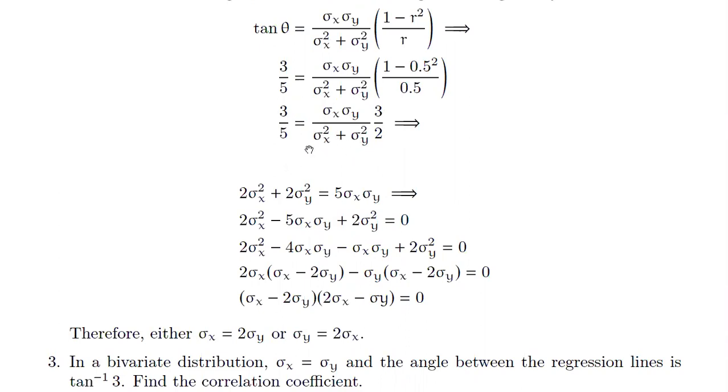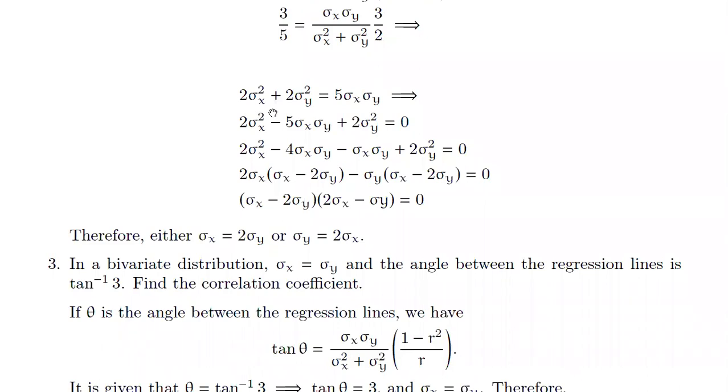So now in the next step, I'll take this 2 into sigma square x plus sigma square y over here, and I'll take this 5 over here. So I should be getting 2 into sigma square x plus 2 into sigma square y equal to 5 into sigma x into sigma y. So if you solve it further, we get 2 sigma square x plus 2 sigma square y equal to 5 sigma x into sigma y. Solve it again. So take this term to the LHS. So you get a quadratic equation of this form.